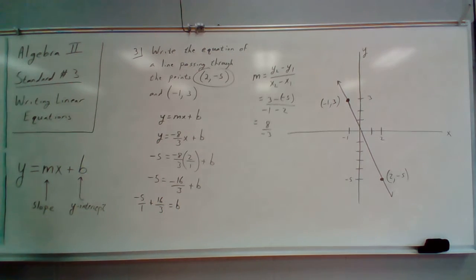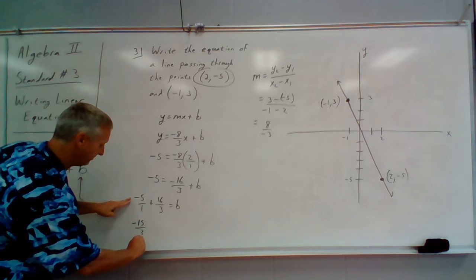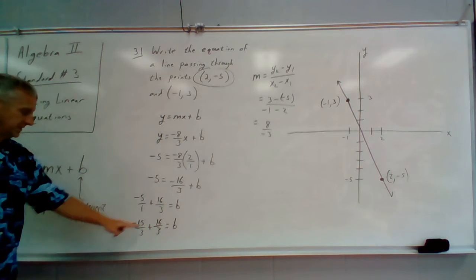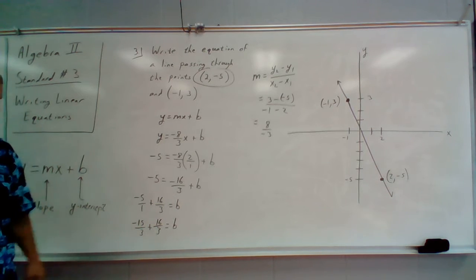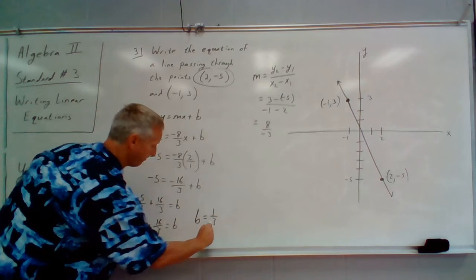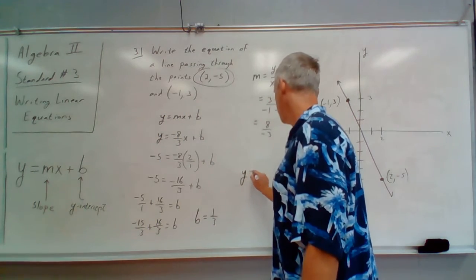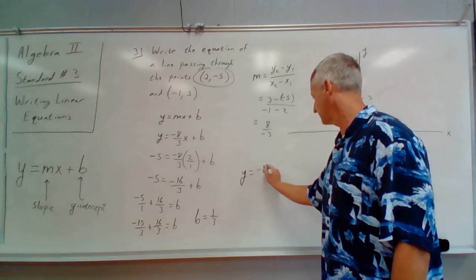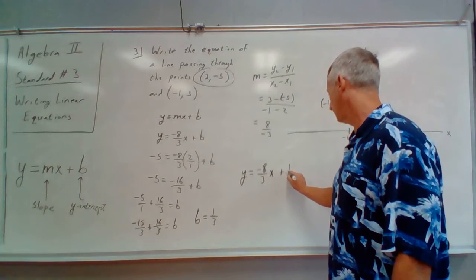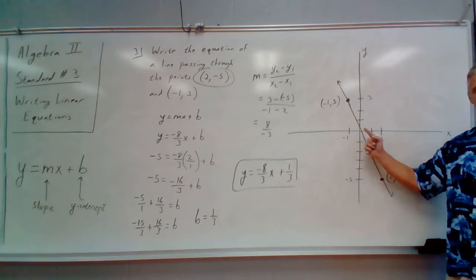In order to add fractions, I need a common denominator. So let's make this -15/3 plus 16/3. 16 minus 15 is 1, so I get b is equal to 1/3. So my final answer then would be y equals -8/3 x plus 1/3. And that makes sense. My y-intercept looks like it's at 1/3.